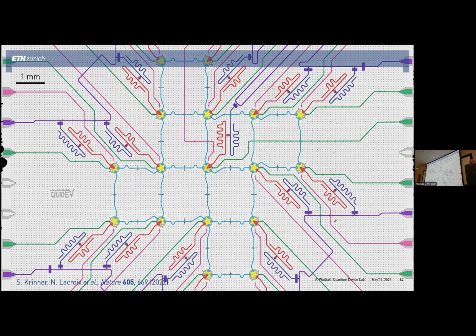So I'll not tell you about error correction, I think, in the end. But since this is a device design workshop, this may be good.